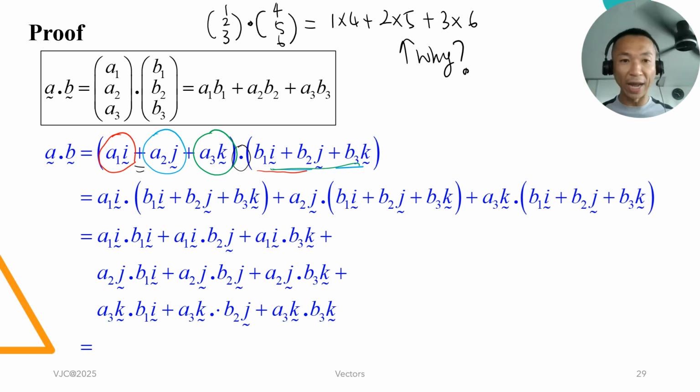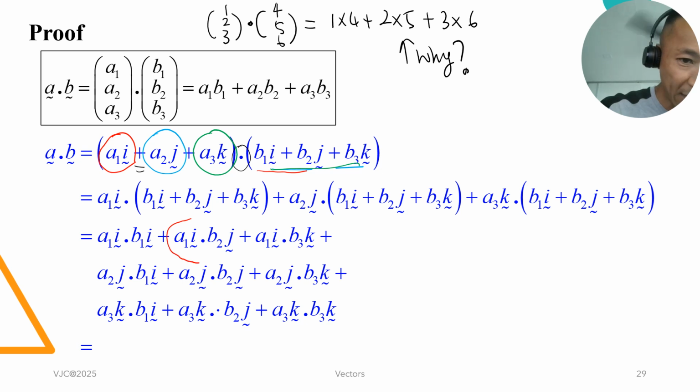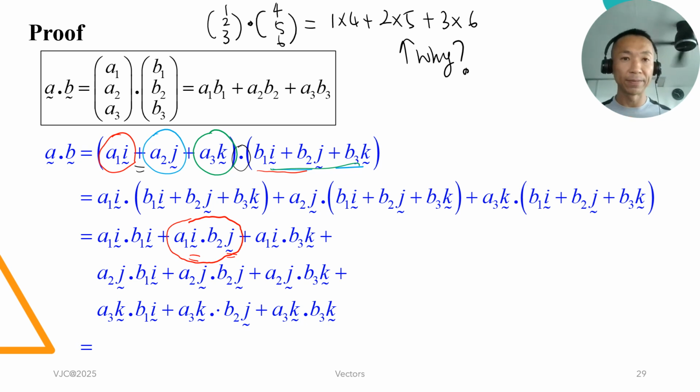I distribute, so actually I get 9 dot products. But you can see a lot of the dot products are like that. Let's circle this one. You have something I dot something j. Let's take a look at this one first. What is I dot j?